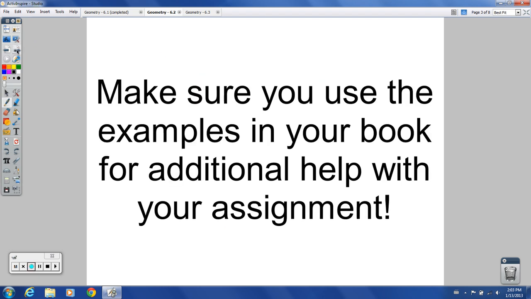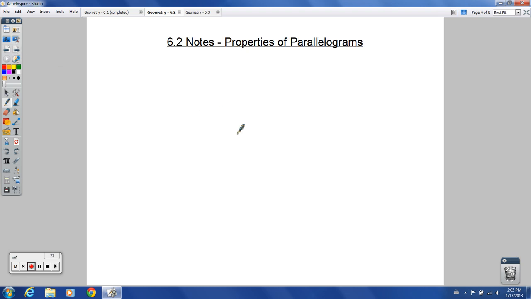Alright, so make sure you're using those extra examples in your book. There's a few to go along with this one. We're going to do 3 examples together here, and it looks like, looking in the book here a second, they have 1, 2, 3, 4, 5, 6 other examples that you could look at in the book to help you out as you go along. So let's check this out.